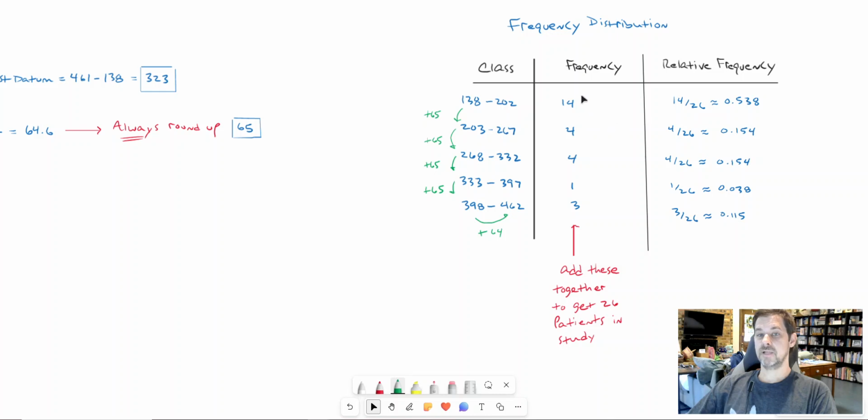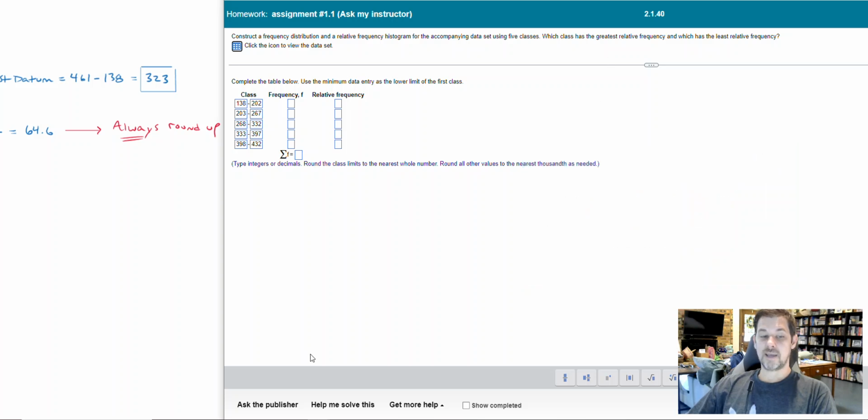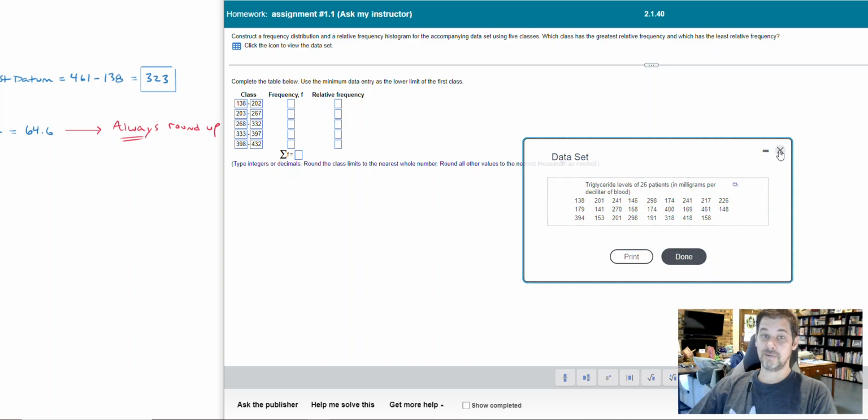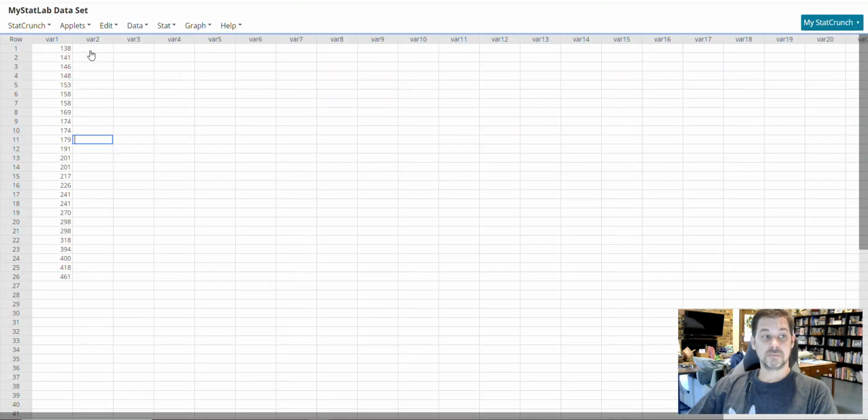So now I need to go through and count how many patients are in each class. How many patients have triglycerides from 138 to 202? I can do that again in StatCrunch. I think, like I said, it would be hard if I was just looking at the data and trying to count that up. So here I've got it sorted. What was that first class? 138 to 202. So that would be up to here. These are all the patients that are within 138 to 202, and I can count them up, and there's 14 of them. Because this is sorted, it makes it easy to do that.